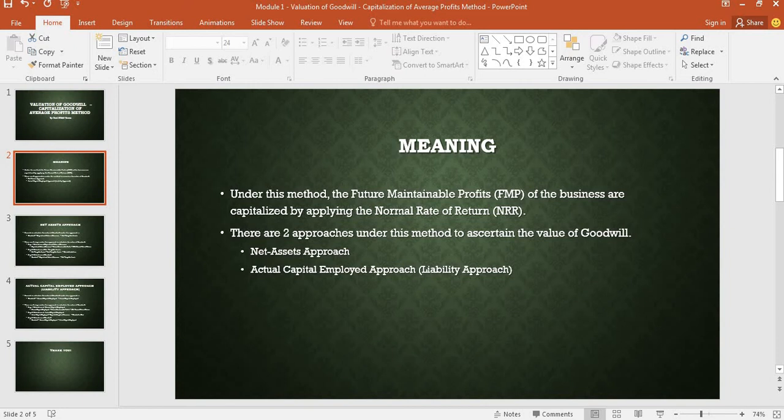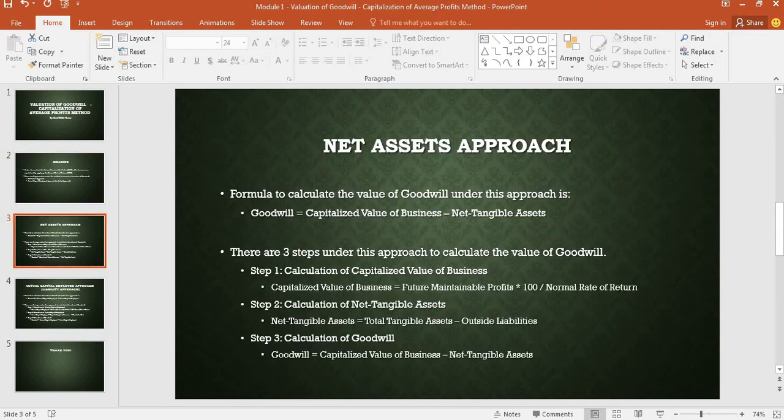Under this method, the future maintainable profits of the business are capitalized by applying the normal rate of return. This is exactly what I told you guys. We are going to find out the future maintainable profits, or also called adjusted profits, and then we are going to capitalize it by looking at the normal rate of return that prevails in the industry. Now there are two approaches under this particular method to ascertain the value of goodwill. First is the net assets approach, and then there is the actual capital employed approach, which is also known as the liability approach. Now the net assets approach is pretty simple.